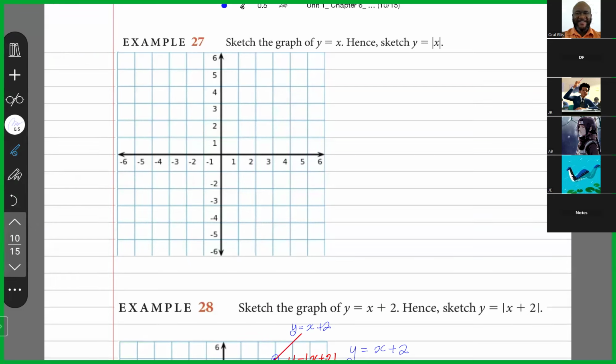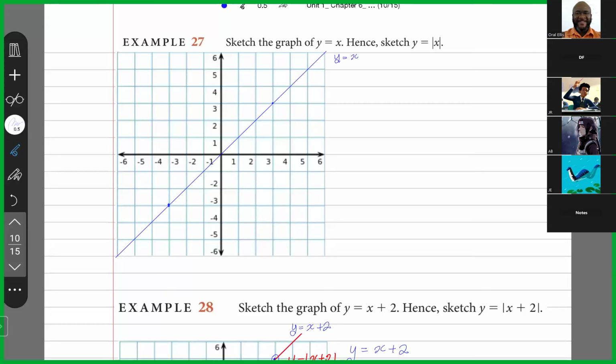So it would pass through like 3, 3. It would pass through -3, -3. So I'll say it again. The graph of y is equal to x is a straight line that passes through all points where x and y have the same value. So we should be able to draw that easily. This is the graph of y is equal to x.